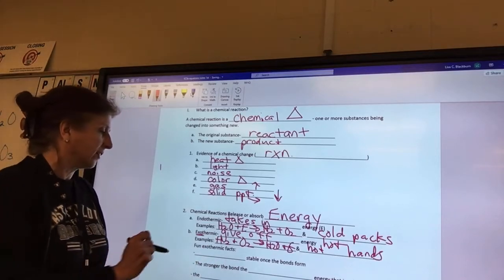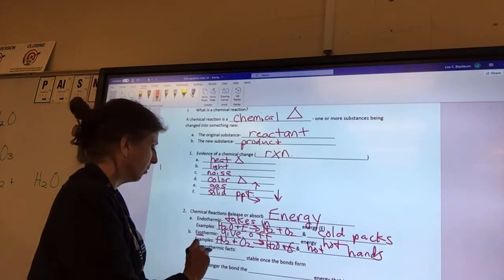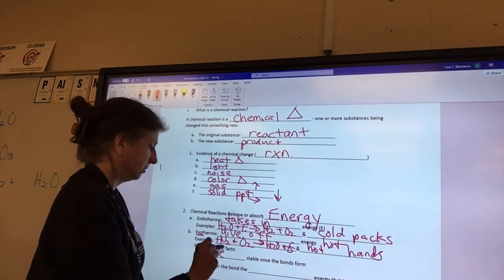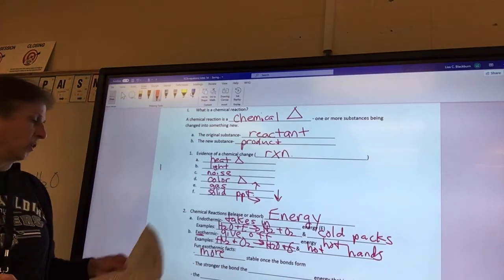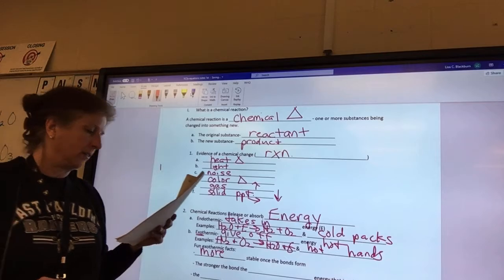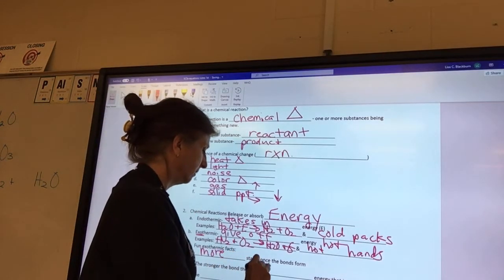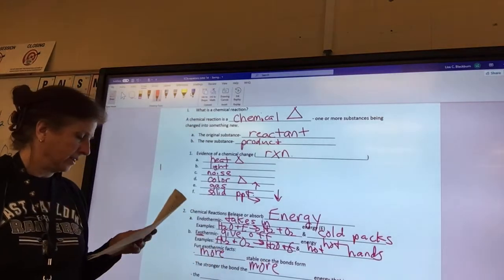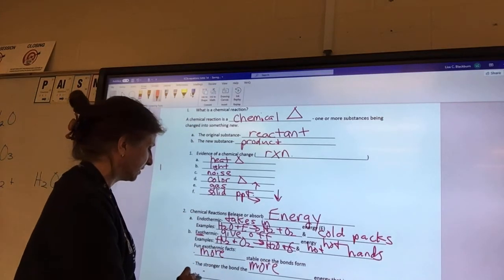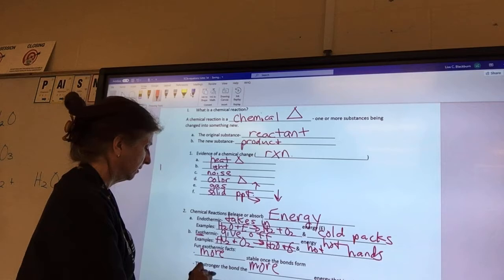Okay, fun exothermic facts. The reaction is more stable once the bonds form. The stronger the bond, the more energy that could be released. And the great majority of reactions are exothermic.